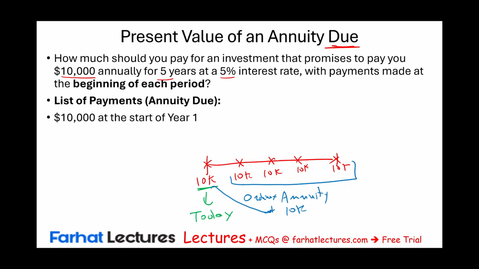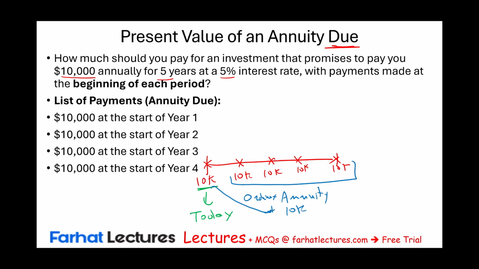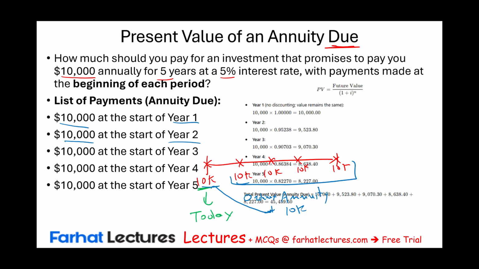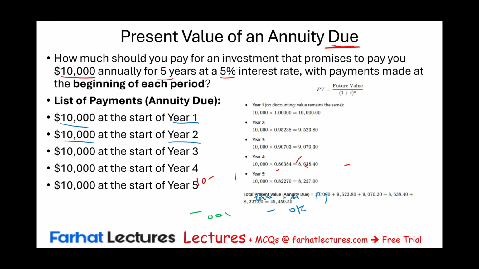So the payments are, you get 10,000 at the beginning of the first year, 10,000 at the beginning of the second year. Notice it's at the beginning, not at the end. This is what it looks like. Now, what we'll do is we'll treat it as a regular annuity. So the first 10,000 you don't discount, because the first 10,000 doesn't get a discount.